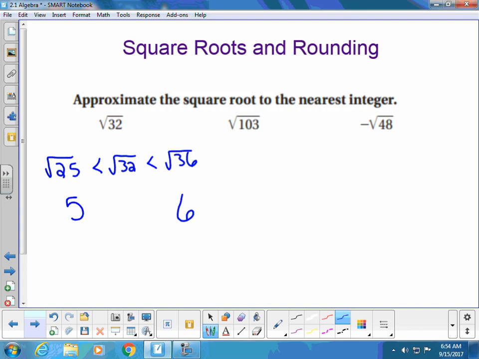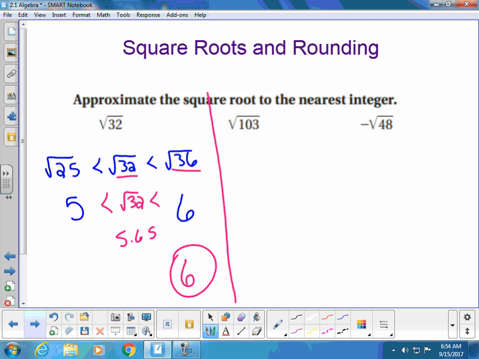So since 32 is closer to 36 than it is to 25, we would probably say the answer is closer to 6 than it is to 5. Hopefully that makes sense. If you do type it in the calculator, it's 5.65, but yeah, it is closer to 6 because 32 is closer to 36 than it is to 25.